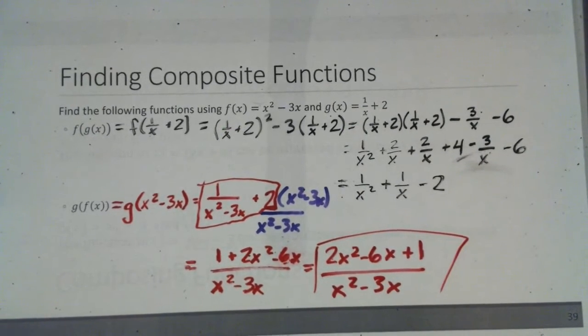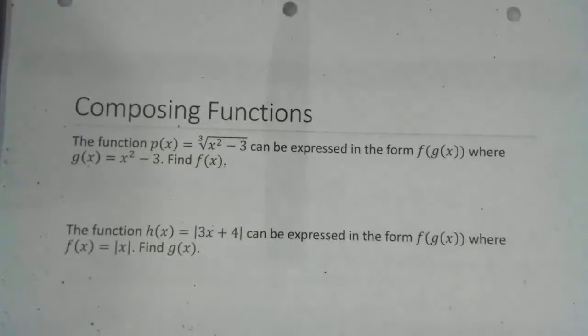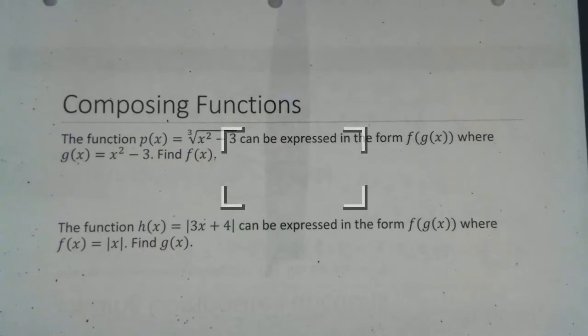We're going to start thinking about composite functions in a slightly different way. The function p of x is equal to the cube root of x squared minus 3 can be expressed in the form f of g of x, where g of x is equal to x squared minus 3. Find f of x.